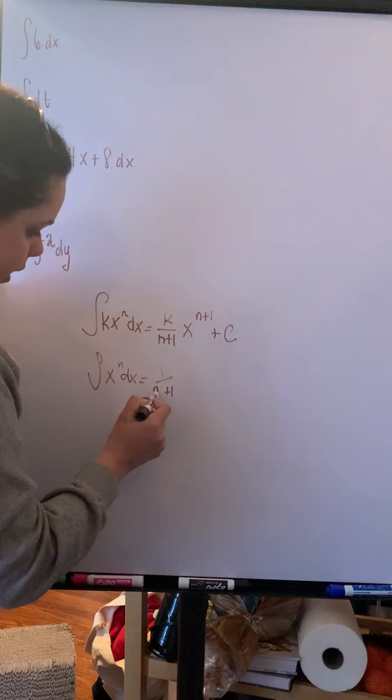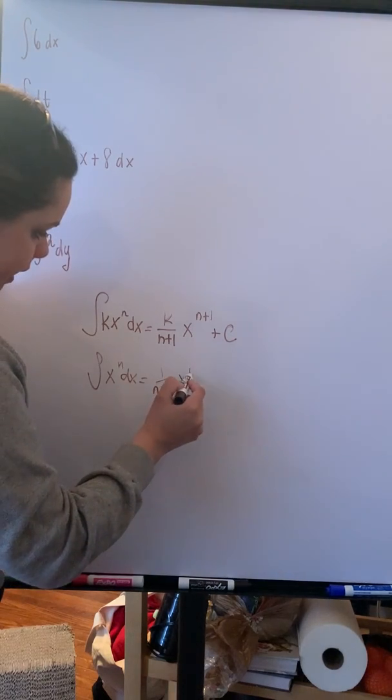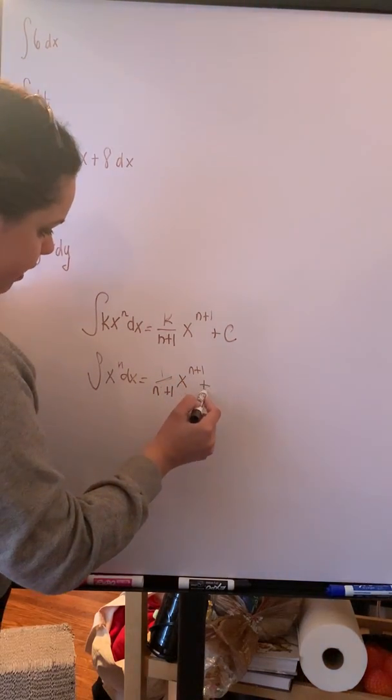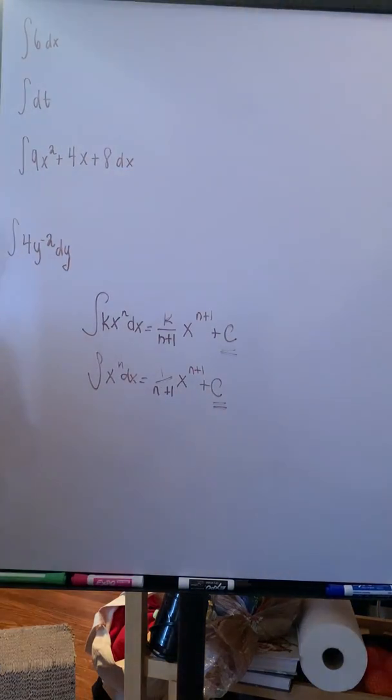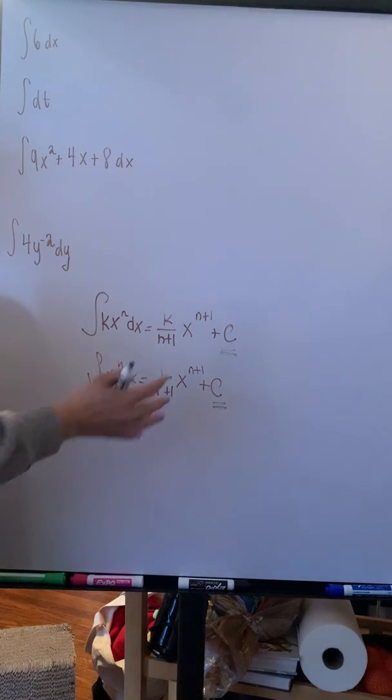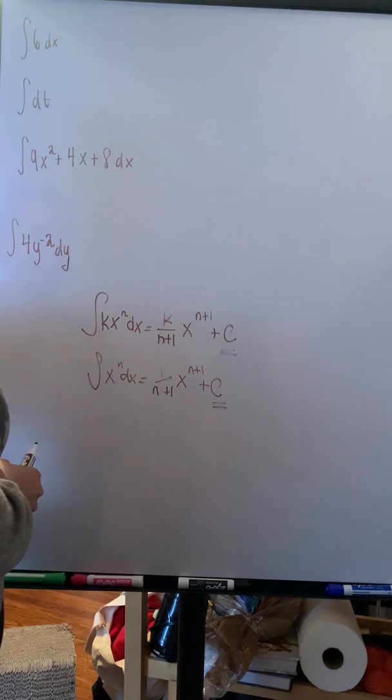times x to the n plus 1 power. And then we always have to have the plus c on there. Just a reminder, the plus c is a constant. We know that the derivative of a constant is 0, so we have to account for the fact that we might have a constant at the end of this function. We don't know yet, okay?